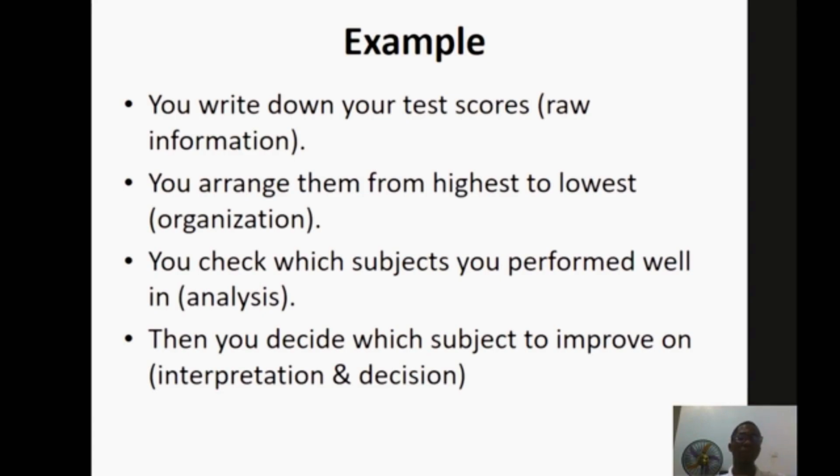Then from there, when you know the subject that you perform well, probably you don't need to work much on it. Then you look at the ones you actually perform poorly. At that stage, it will help you to make the decision on which subject to focus on. Then that's where the interpretation and decision making come in, then you decide which subject to improve on. Okay, you've seen the one you perform well.